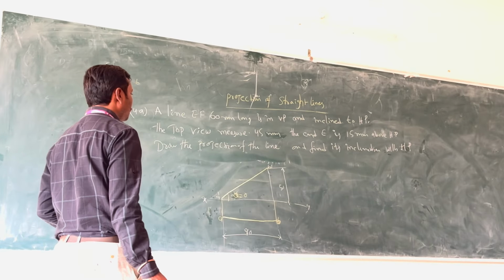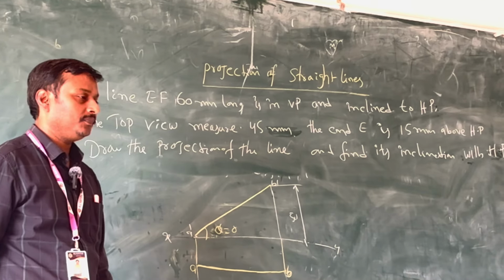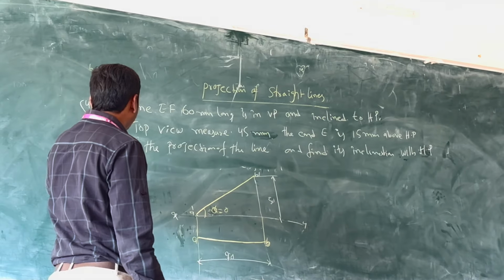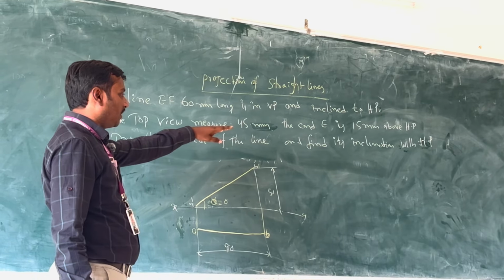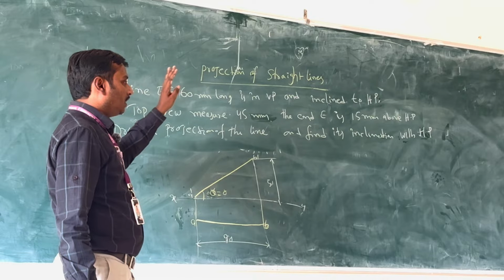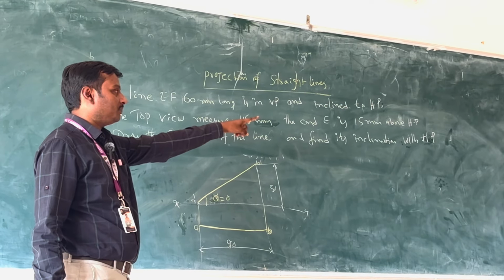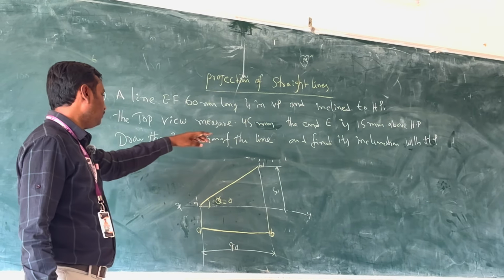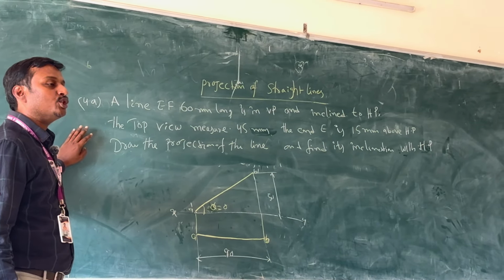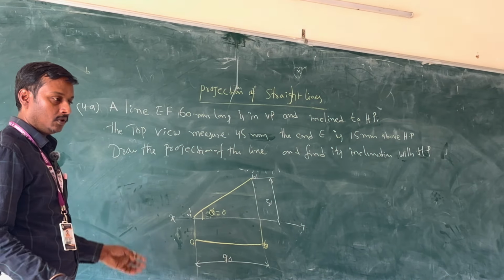A 60 mm long line is in VP and inclined to HP. The top view measures 45 mm. The end E is 15 mm above HP. Draw the projections of the line and find its inclination with HP.